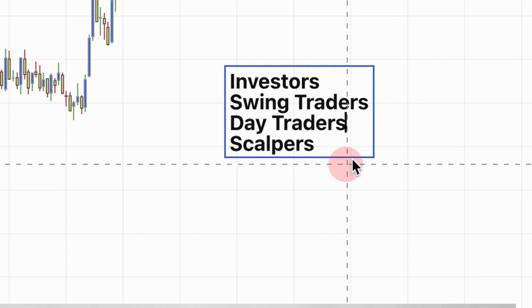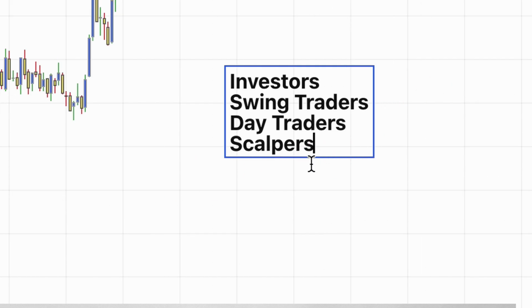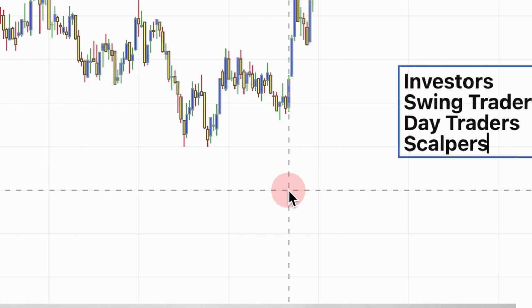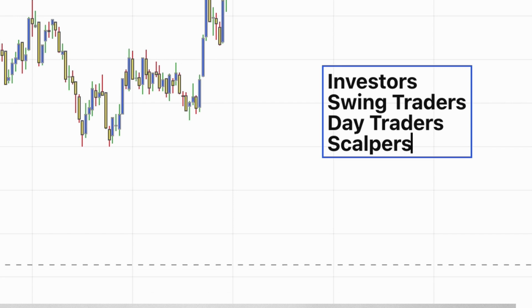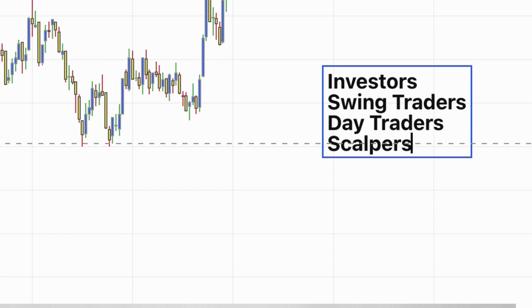And scalpers, which I'm probably closer to than anything, we want to get in and we want to make a certain amount of money, and then we want to get out. That's how a scalper will want to trade.